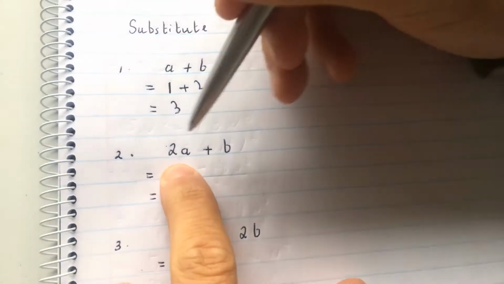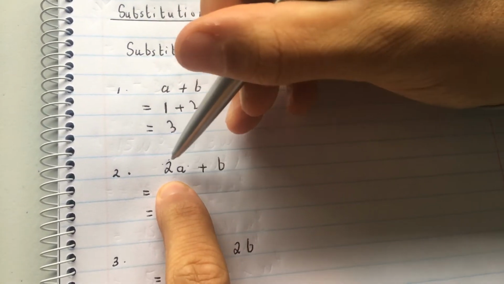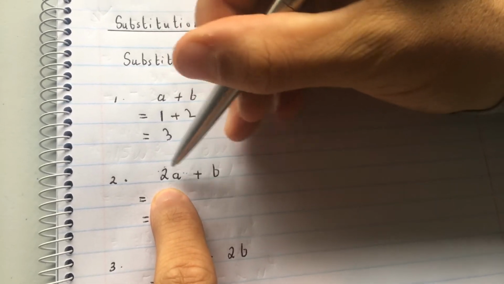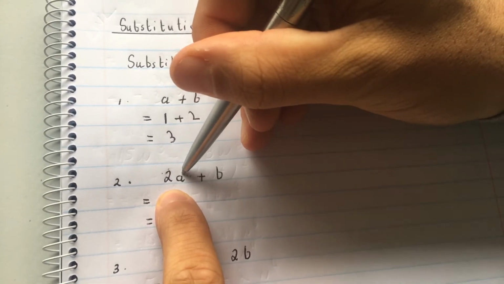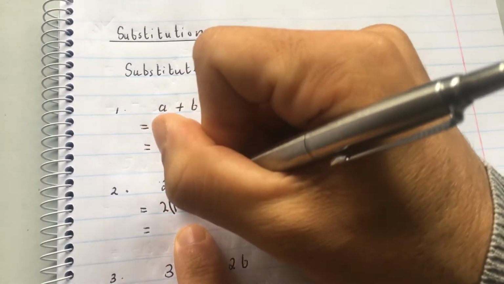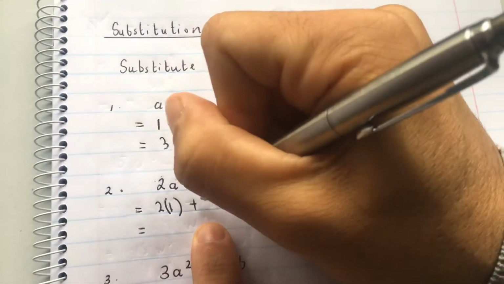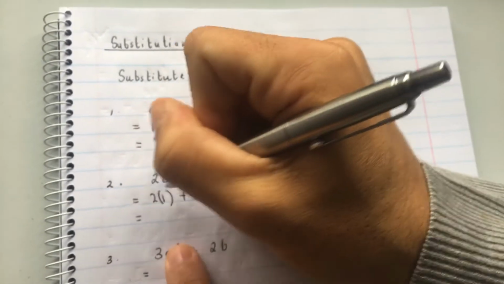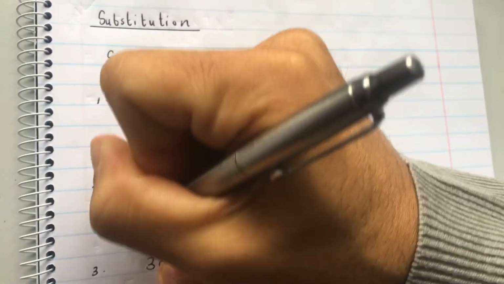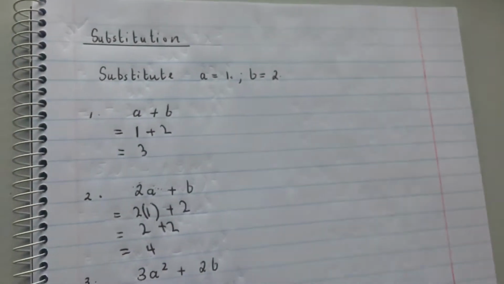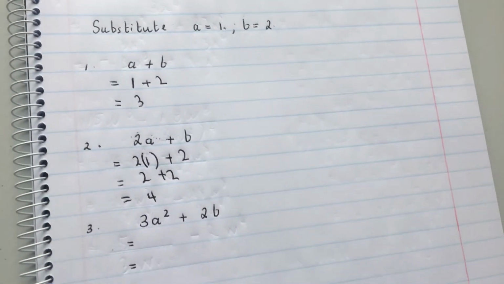Over here, but now what's happening between the 2 and the A? I'm multiplying. It's 2A, so it's twice A. So it's 2 times what is A? 1. Plus what is B? 2. So what's 2 times 1? It's 2 plus 2, which will give me 4. Let's look at the next one.